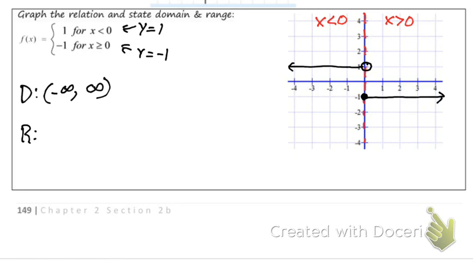Our range is slightly different. Who wants to take a shot at what the range is? Rena?